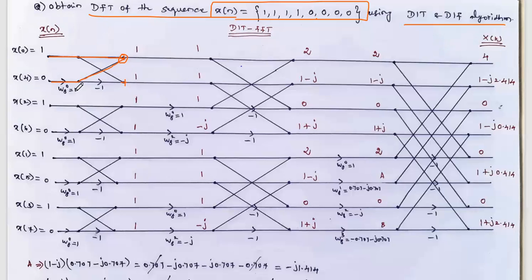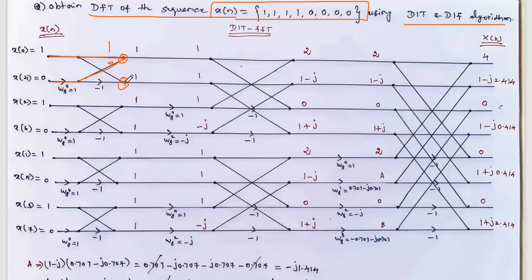The x of 4 multiplied with the twiddle factor W8 power 0. So already you know the W8 power 0 value is simply 1. So 0 multiplied with 1 is 0. Okay, so that 0 is coming here. So here 1, here 0. So these 2 values we have to add. So 1 plus 0 is 1. Okay. Similarly, we have to find the output in the second line.